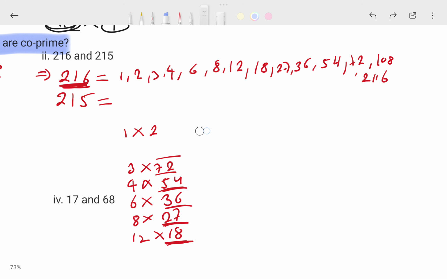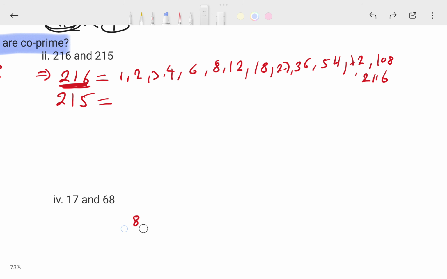Okay, so now let's talk about 215. How will you find the factors of 215? Simply like that. Is it in the 1 table? Yes, it is there in the 1 table. Is it in the 2 table? No, it is not there. The 3 table? If you count, it is not in the 3 table. Is it in the 4 table? No, it is not there. The 6 table? No. The 7 table? No. The 8 table? No, it is not there.